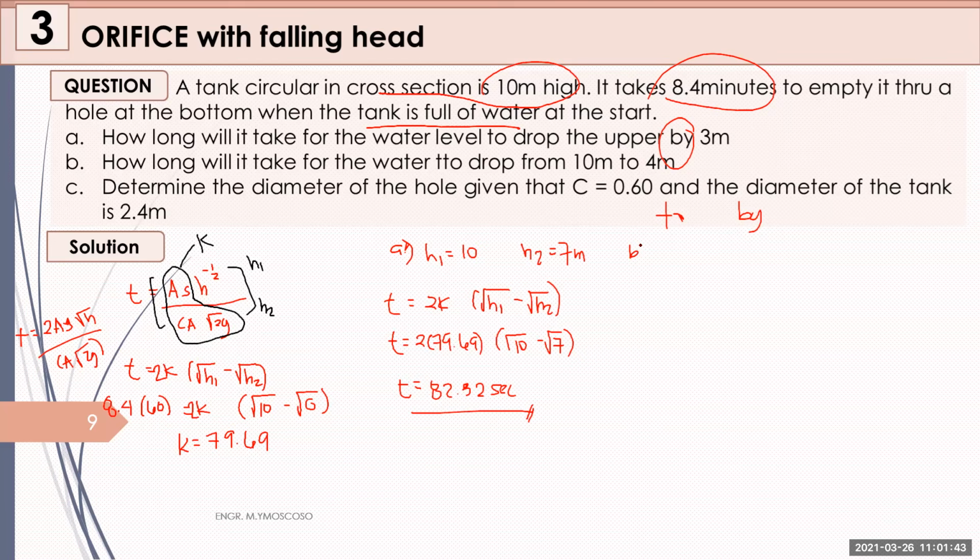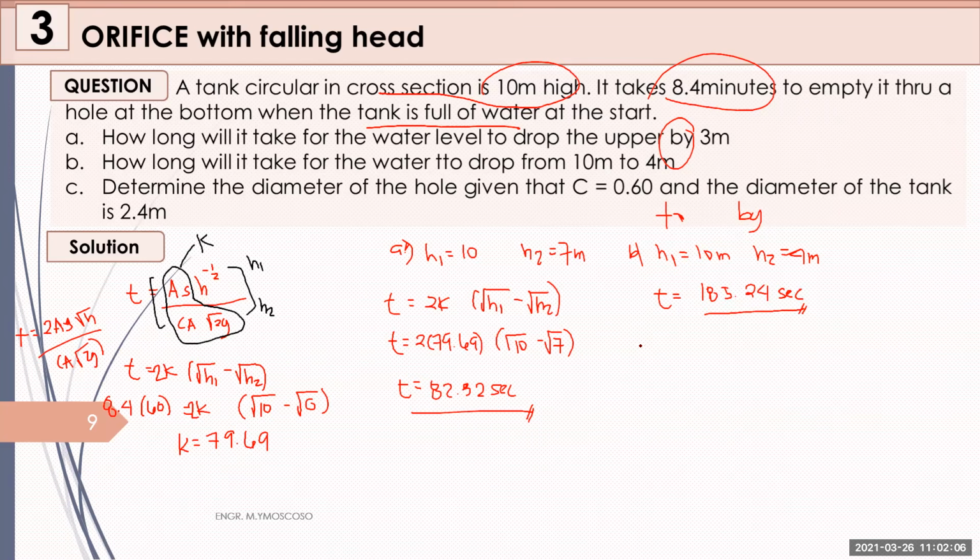So, for letter B, your H1, that is considered as 10 meters. For H2, that is considered as 4 meters. Kindly get the value of your time. Same formula, same procedure. And your T, that is equals to 185.24 seconds.